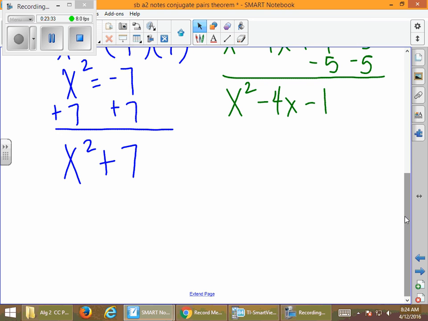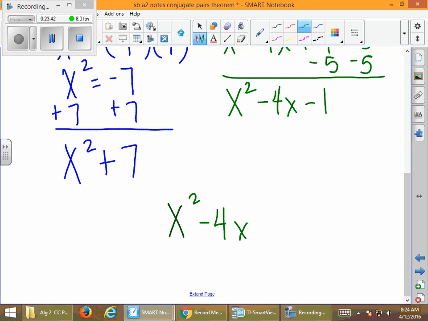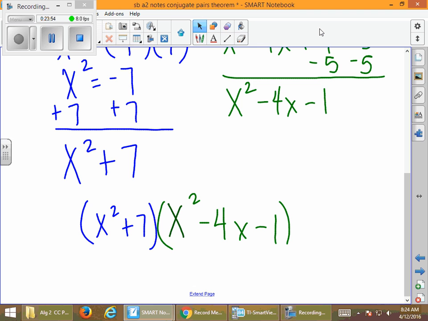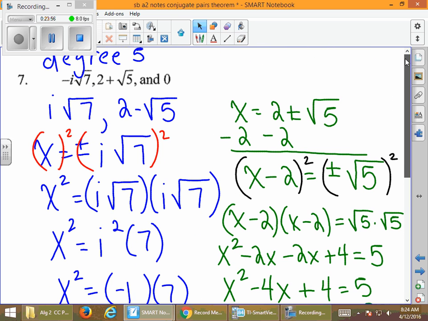So right now, just to line it up a little bit better, we have x squared minus 4x minus 1 along with our x squared plus 7. But that is taking into account the negative i radical 7 and its counterpart, 2 plus square root of 5 and its counterpart. It's not taking into account the 0.